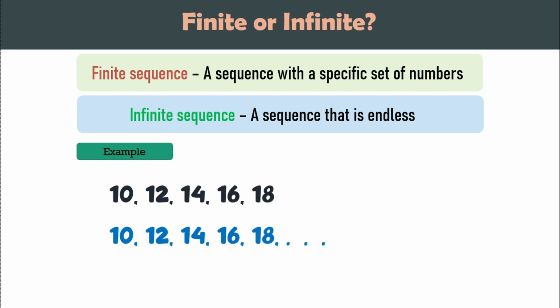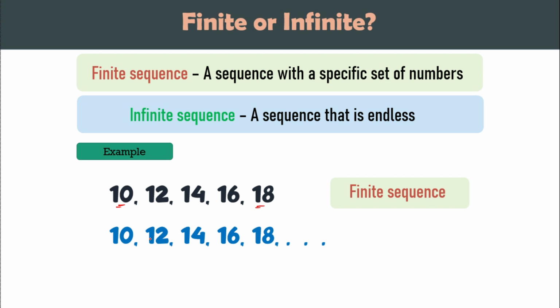So for example, 10, 12, 14, 16, 18. Is this a finite sequence or an infinite sequence? The answer is finite sequence because the first term is 10 and the last term is 18. So we can count the number of terms. There are 1, 2, 3, 4, and 5.